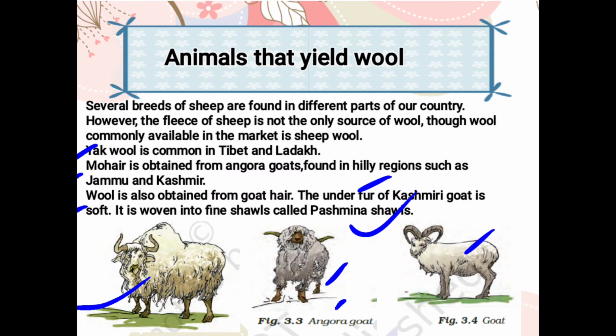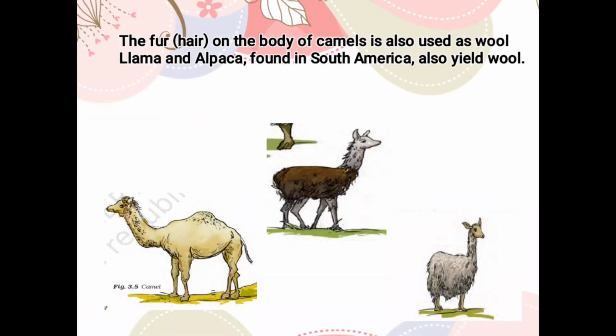So these are the animals that are also yielding the wool. The next one is a kind of animal, the camel. From the camel also we are making a kind of wool. Whichever hairs or furs are found on the camel's body, with the help of those hairs also we are making a kind of wool.